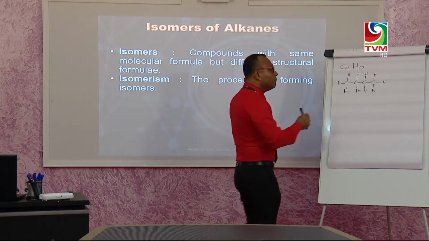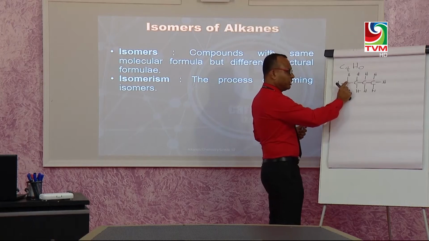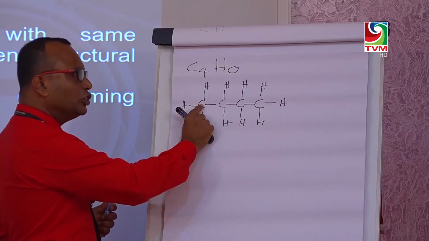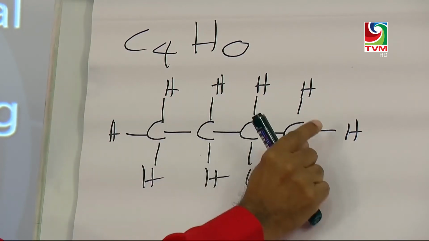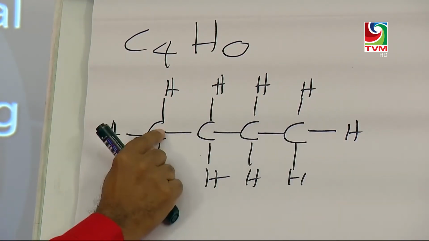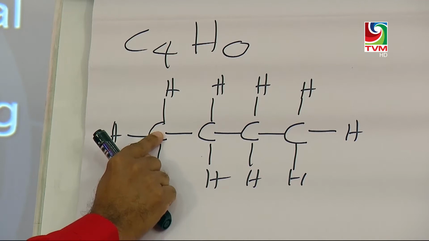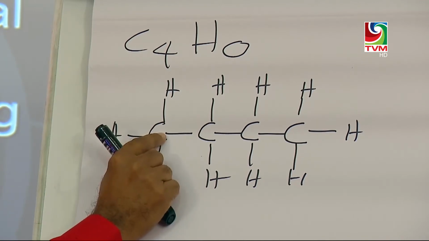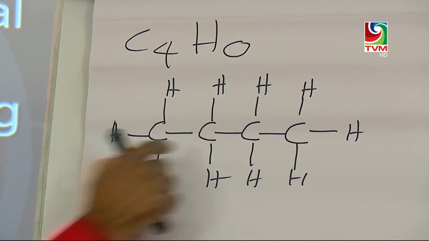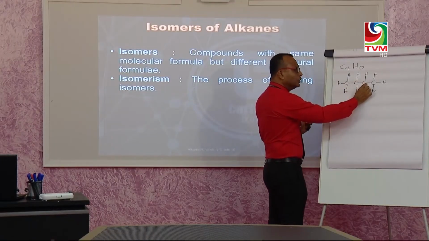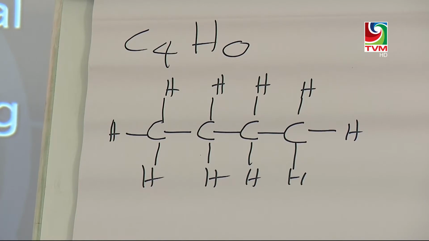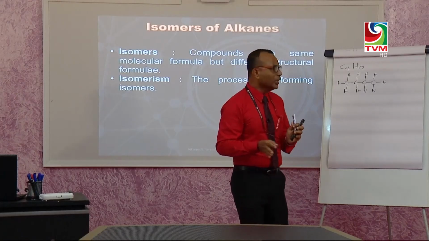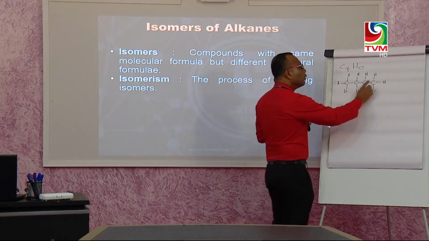For example, if I check this one, I have two choices. I can start from this end or I can start from this end. If I start from my left hand side, the first carbon combines to the second carbon, the second carbon combines to the third carbon, the third carbon combines to the fourth carbon. I don't have any more carbon to count, so I have ended with 4.